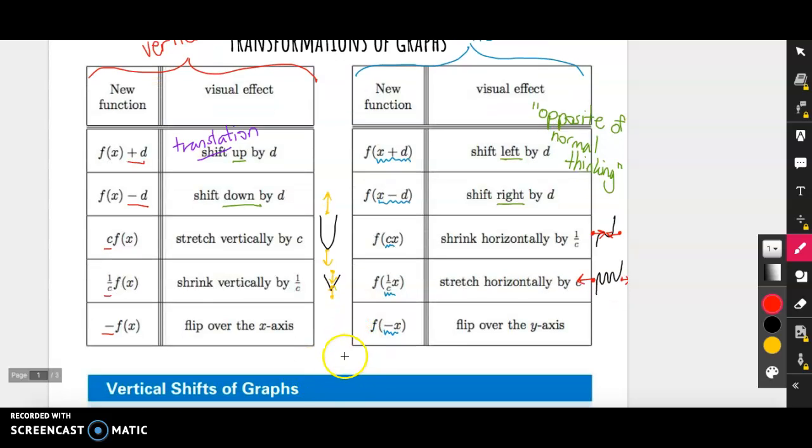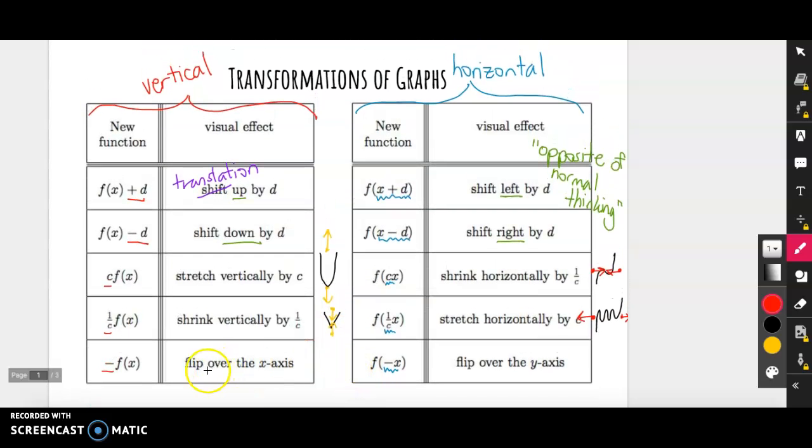Last but not least, before we look at some of the visuals for it, we have our negatives. And so if you have a negative out front, that flips it over the x-axis because that's a vertical flip. So for example, if I draw my y-axis and my x-axis, if I flip stuff over my x-axis, isn't that a vertical flip? I'm flipping it up and down, so I'm flipping it over the x-axis. So I have the negative out front that flips it over the x-axis because it's a vertical flip.